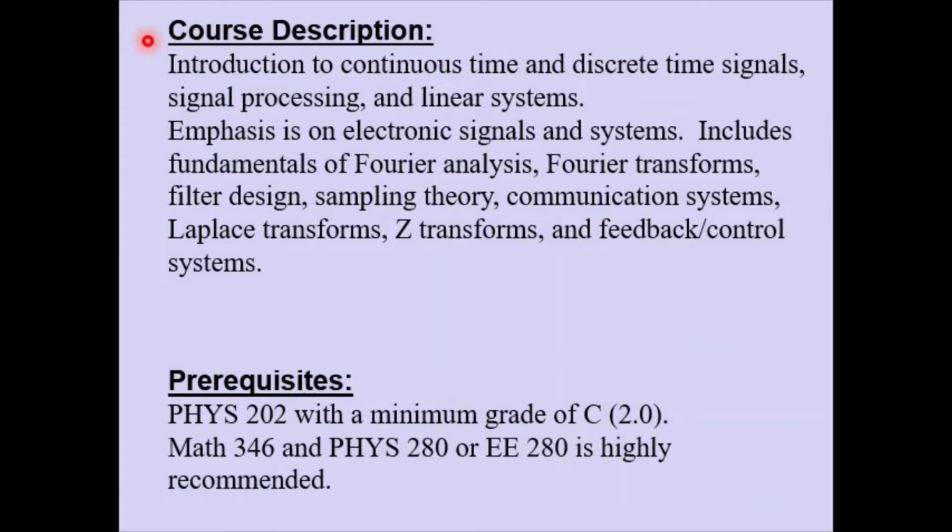So the course description for this class is an introduction to continuous time and discrete time signals, signal processing, and linear systems. The emphasis will be on electronic signals and systems, since most of you in this class are EE majors, but there are some examples that we will look at for other types of systems, such as mechanical systems and so forth. The course will include fundamentals of Fourier analysis, Fourier transforms, filter design, sampling theory, communication systems, Laplace transforms, Z transforms, and feedback and control systems.